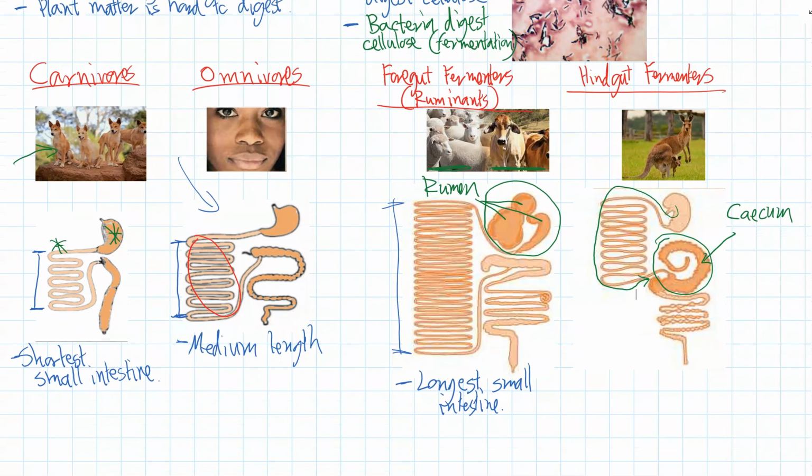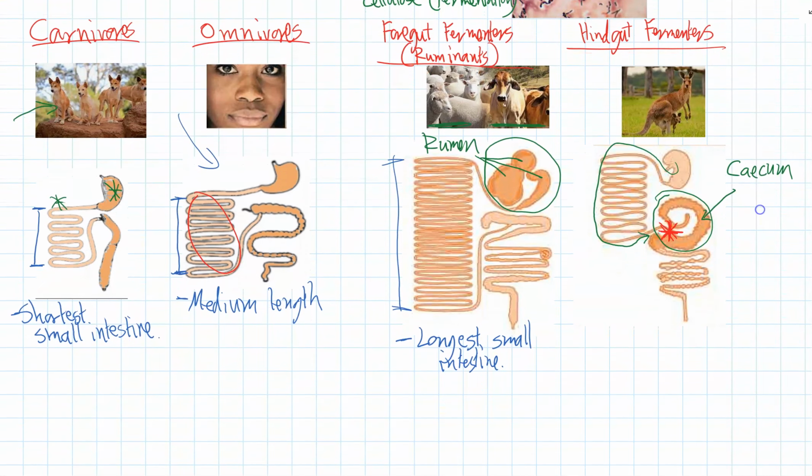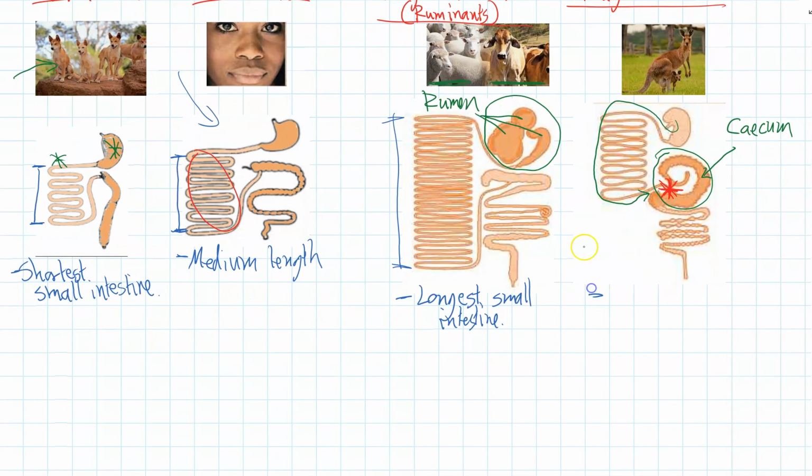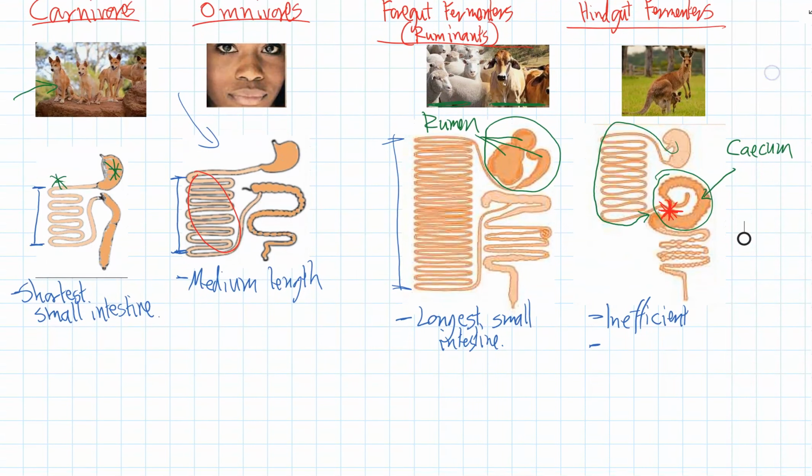So unfortunately, that means for these animals, they can't absorb any nutrients until food gets to the cecum. So they can only start absorbing most of the food here, which means the small intestine can't do any absorbing, and that's where food is normally absorbed. So that's why I said these animals have really inefficient digestive systems, and that means their droppings, if you ever see kangaroo or wombat droppings, they're really full of grass still because it hasn't been digested very much before it's come out of the digestive system.